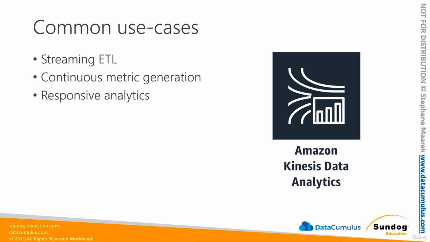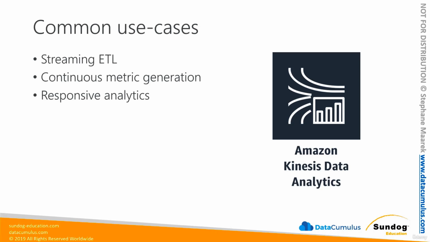Another example is continuous metric generation. So one example is you could build a live leaderboard for a mobile game by computing the top players every minute and then sending that on to Amazon DynamoDB. Or you could check the traffic to your website by calculating the number of unique website visitors every 5 minutes or so, and then sending the processed results off to Amazon Redshift for further analysis.